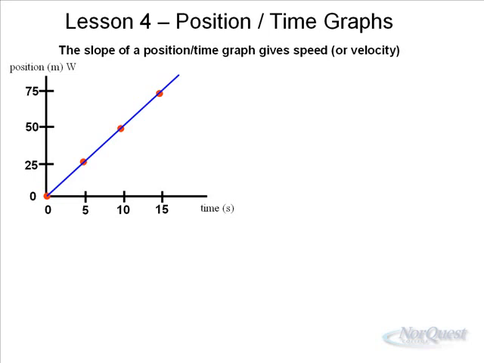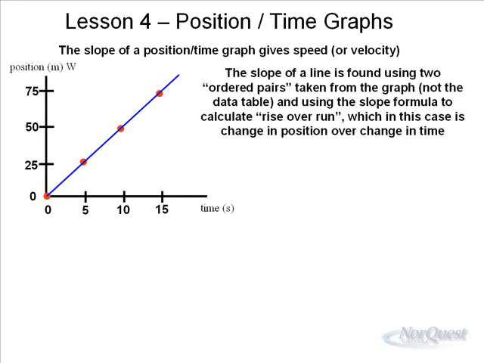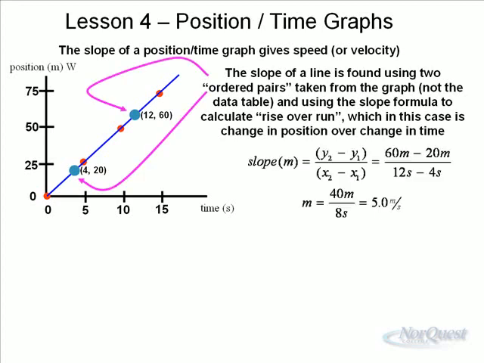definition in Physics 20 and in Physics 30 and beyond. The slope of a line is found using 2 ordered pairs, taken from the graph, not from the data table, but from the graph, and using the slope formula to calculate the rise over the run. So I picked 2 points here. At 12 seconds, it was at about 60, and at 4 seconds, it was at about 20. And these are the 2 ordered pairs.